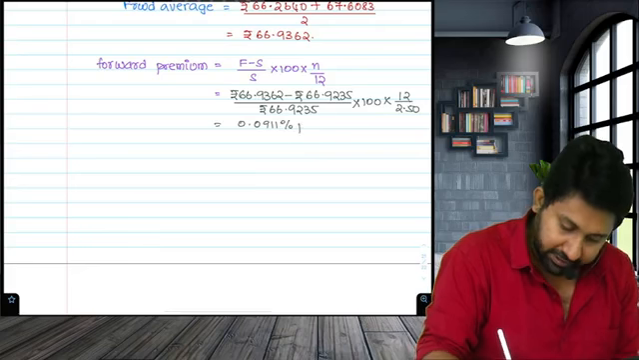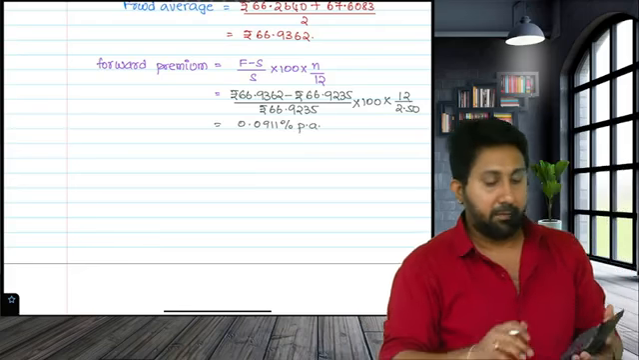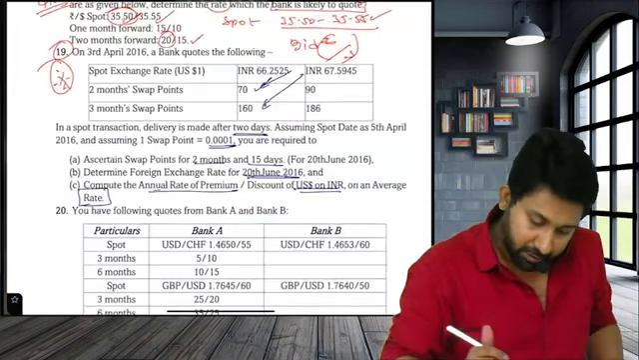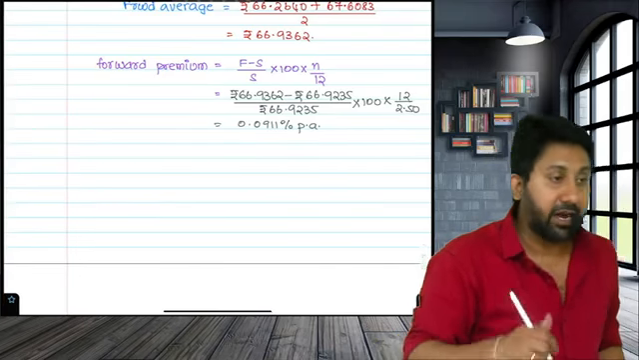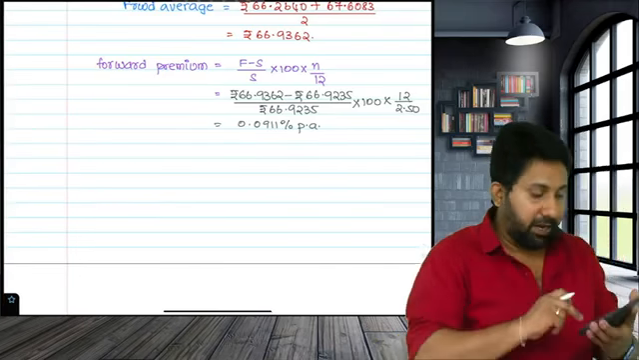0.0911 percentage per annum, because he is asking for the annual rate. So annually we calculate it. Instead of n by 12, you can write it as 12 by n. Normal calculation is n by 12.